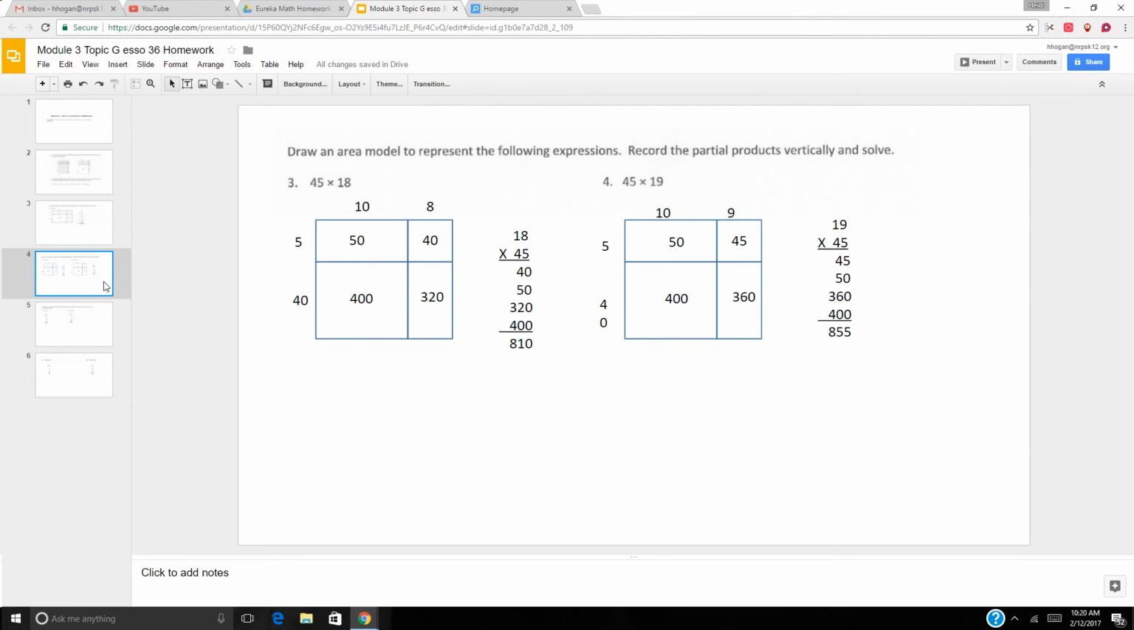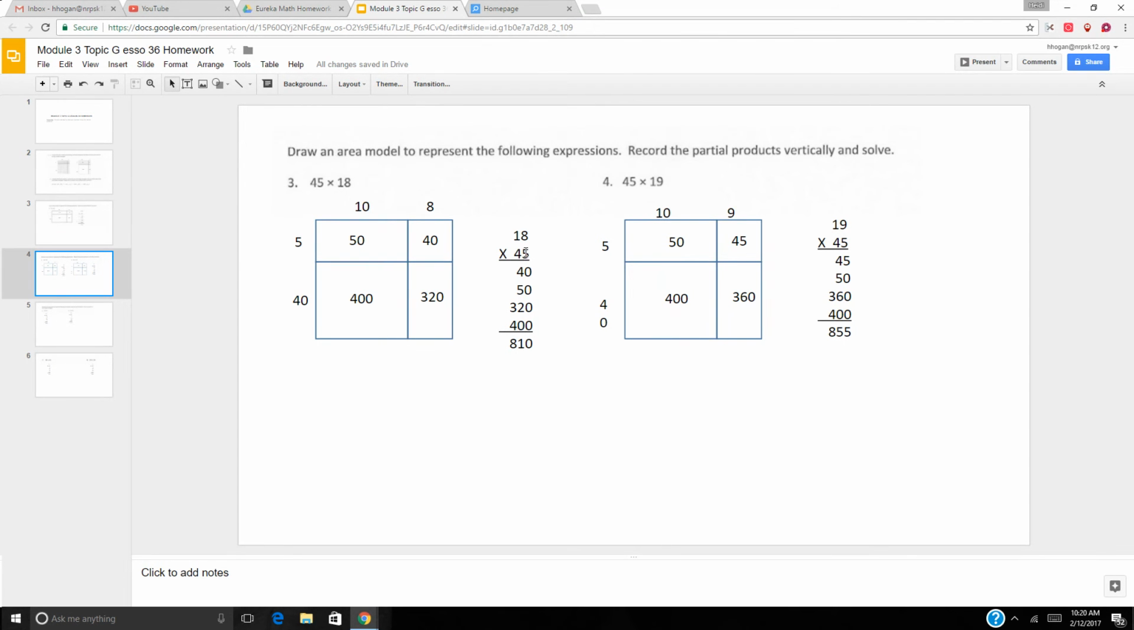And again, I'm going kind of quickly because you should know your facts by now. That's really what's making it quick. And again, you should write your multiples in the margins to help you. So this is 45 times 18, 10 and 8. So 5 times 10 is 50. 5 times 8 is 40. 40 times 10 is 400. 40 times 8 is 320 because 8 times 4 is 32.